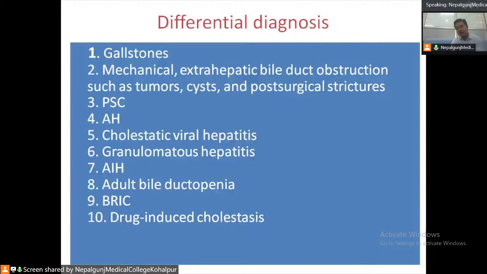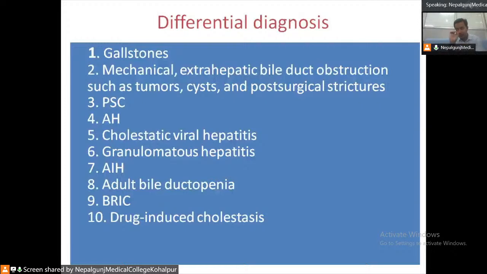Other is bile duct obstruction, maybe tumor, cyst, stricture, biliary strictures, or choledochal cyst. There are cystic diseases of the biliary channel, the choledochal cysts. There are different classifications of the choledochal cyst, that is the Todani classification. In the Todani classification, you will get this. So these are other differential diagnoses for you.